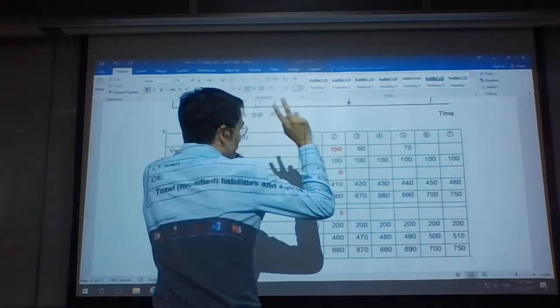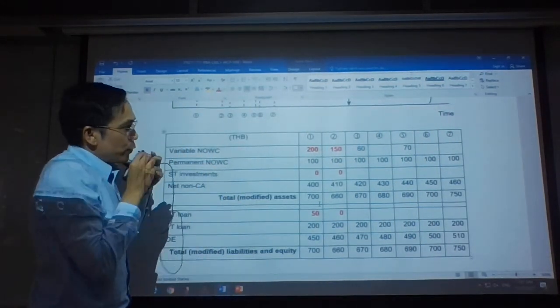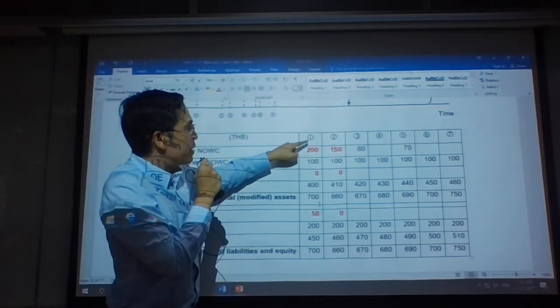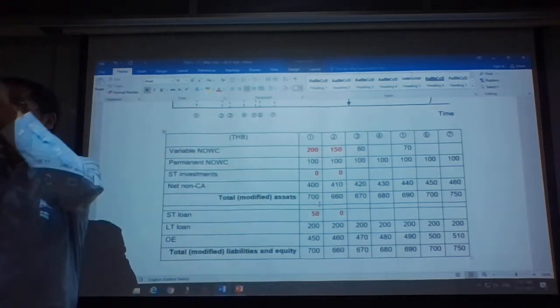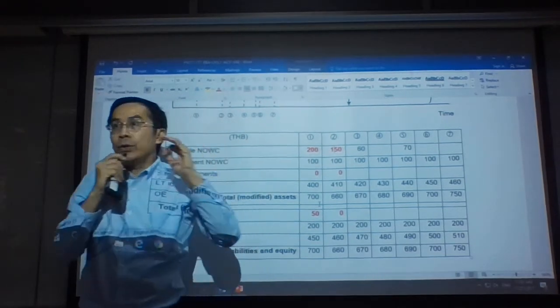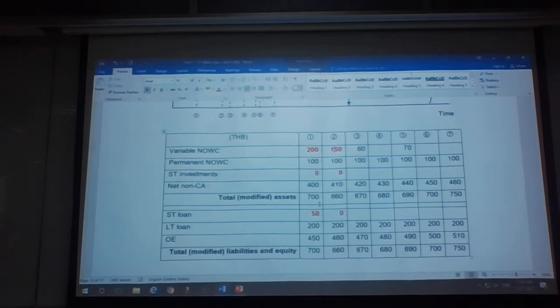So please compare the numbers at the 2 points. When you are at the peak season, you have to invest 50 baht more in variable net operating working capital, and that 50 baht is financed by short-term funds. When you are at point 2, you are able to repay the principal of the short-term funds because now you can collect some cash. And there is no need to invest in more variable net operating working capital because now you are moving out of the peak season. This is point number 2.